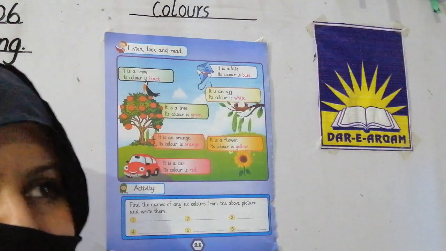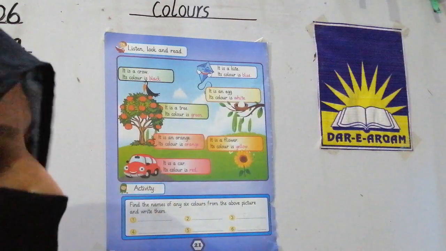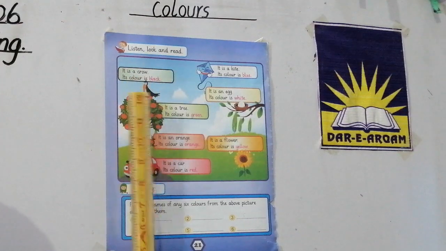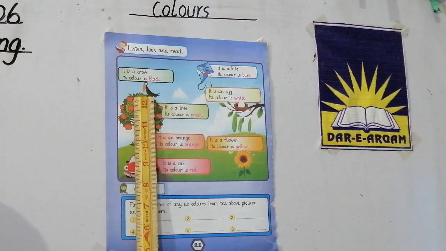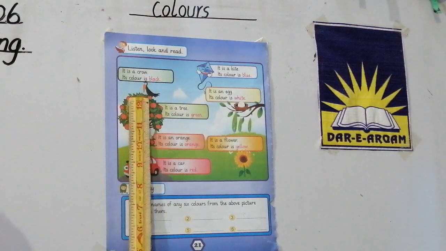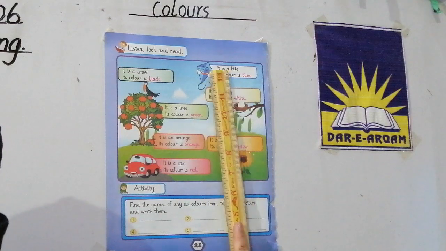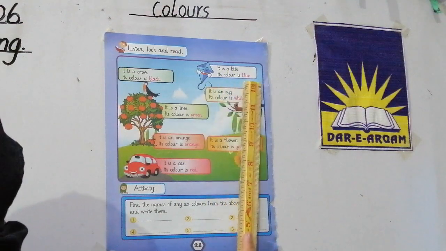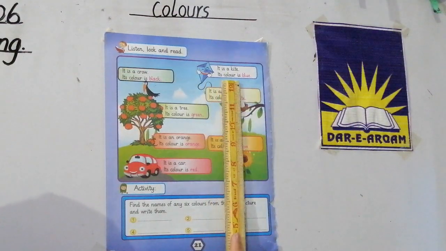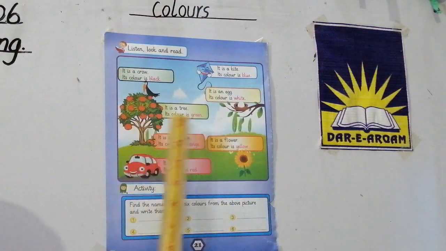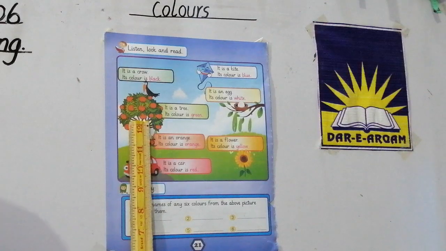So students, repeat this page with me. It is a crow. Its color is black. It is a kite. Its color is blue. It is a tree. Its color is green.